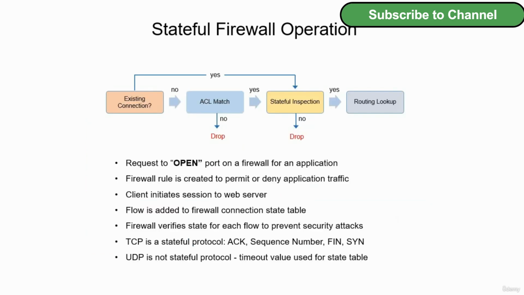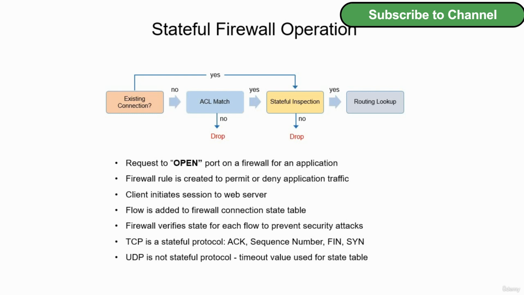Stateful firewall operation starts with your request to open a port on the firewall for an application. So assume you've done that already. The firewall rule is created to permit or deny application traffic. So it's an access control list, essentially, in terms of the syntax itself. So the client initiates a session to the web server. And when it does that, a flow is added to the firewall connection state table. It's the first thing that happens. Then the firewall verifies state for each flow to prevent security attacks.